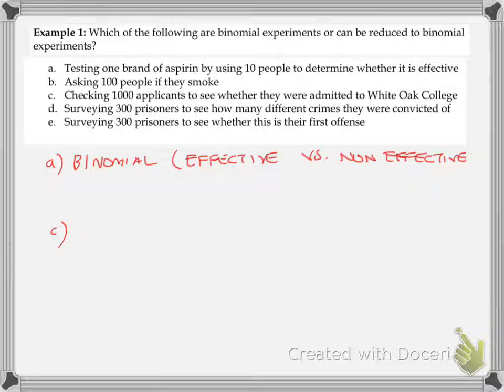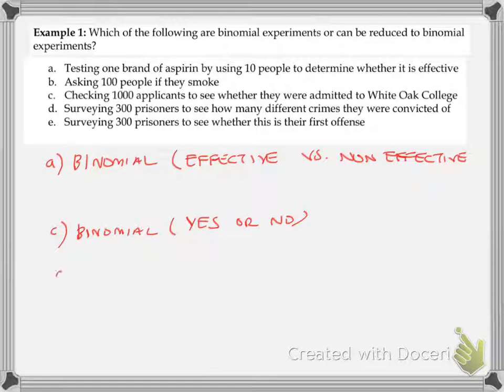Let's look at C. Checking 1,000 applicants to see whether they were admitted to White Oak College. You think it's binomial? Yes, it's binomial. And in fact, you may want to pause the video and see if you can answer whether it's binomial or not. C is binomial because this could be a yes or no type of outcome. You have 1,000 applicants and you just ask them, were you admitted to White Oak College, yes or no? And there you have your binomial experiment.